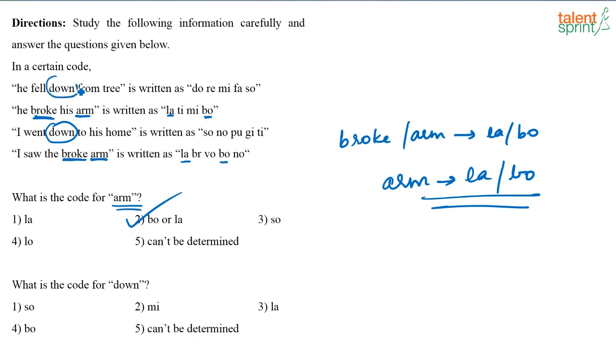So the word "down" is common in statements 1 and 3, and this is the only word that is common in statements 1 and 3. So which is the common code in both the statements? It is "so". So what will be the code for "down"? It has to be "so". That is option 1. In this question there were 2-3 questions also following this. Again, the way to solve the questions was just to directly compare and find the code. So the answer for this question is option 1, "so".